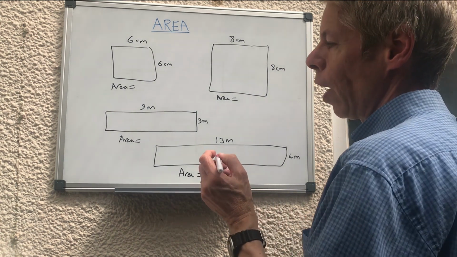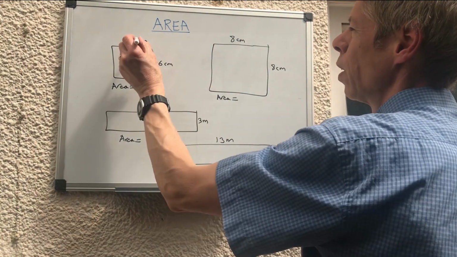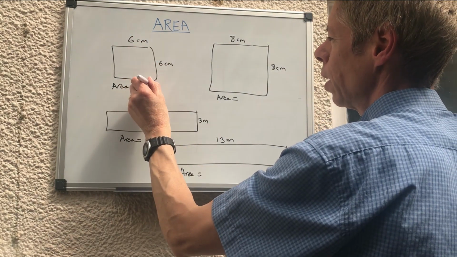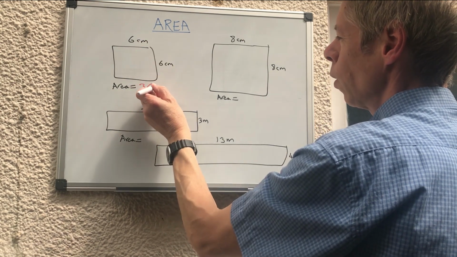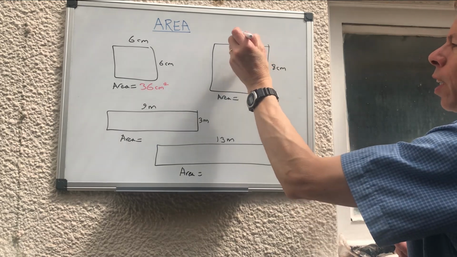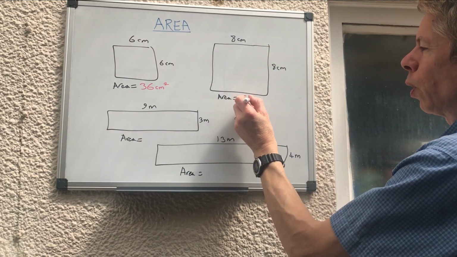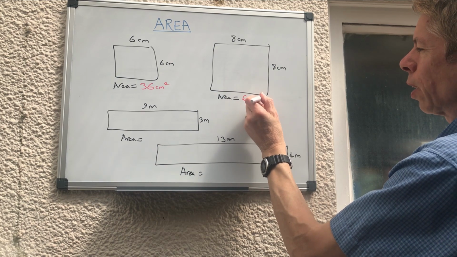Okay, so remember area is length times width. So the answer to the first question, 6 times 6, which is 36, and the units are centimetres, so it'd be centimetres squared. Second one, another square, 8 centimetres by 8 centimetres. 8 times 8 is 64, and again it's going to be centimetres squared.